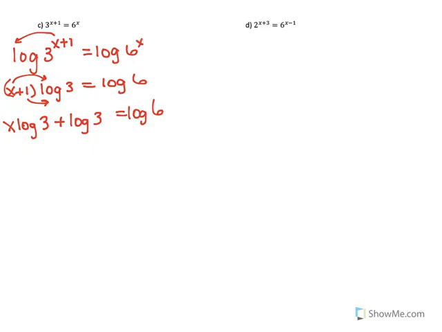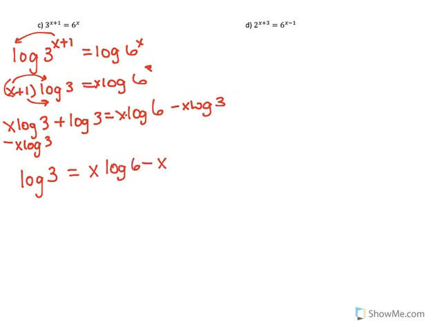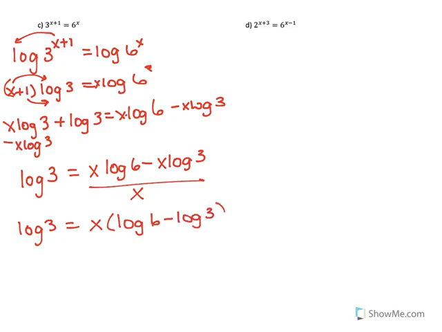Oh, this is to the power of x, so we should actually move that in front. x log 6. We're going to put the things that have the x's together and the things that don't have the x's together. So I'm going to move this x log 3 to the other side. So I'm left with log of 3 equals x log 6 minus x log 3. Now I'm going to take out a common factor, which is x. So I have log of 3 is equal to x times log of 6 minus log of 3.